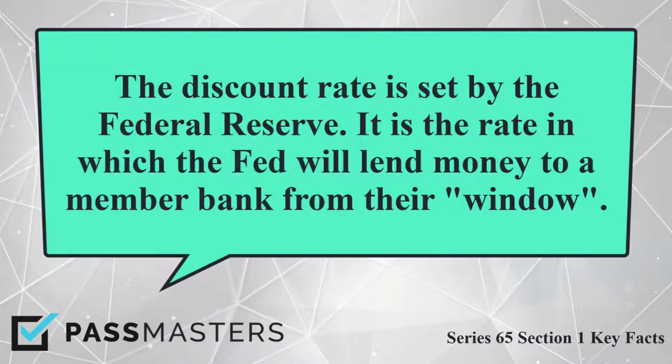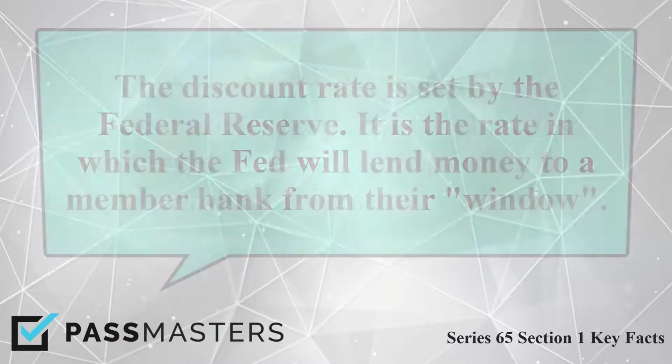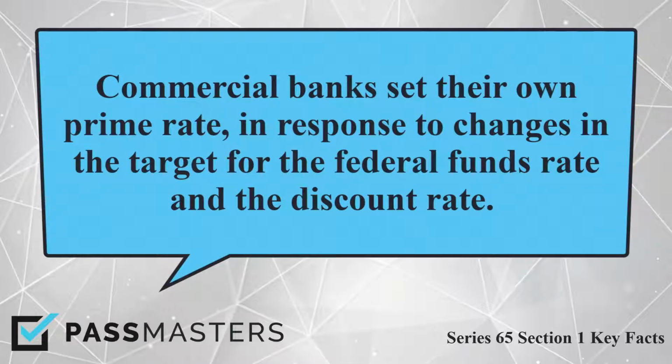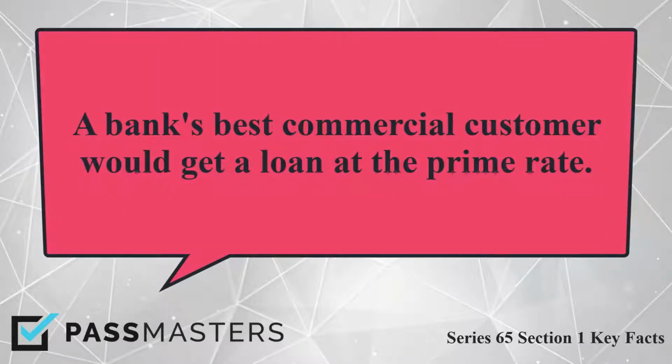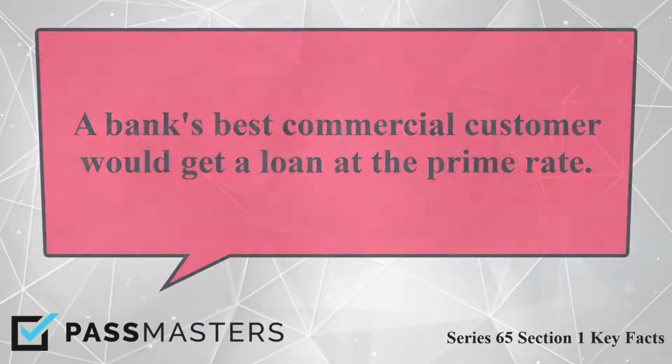The discount rate is set by the Federal Reserve. It is the rate in which the Fed will lend money to a member bank from their window. Commercial banks set their own prime rate in response to changes in the target for the federal funds rate and the discount rate. A bank's best commercial customer would get a loan at the prime rate.